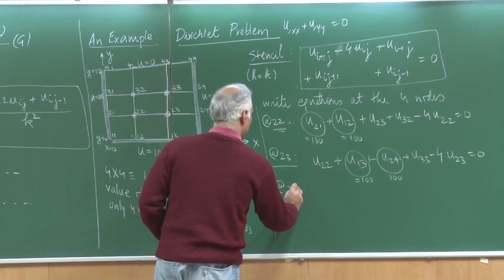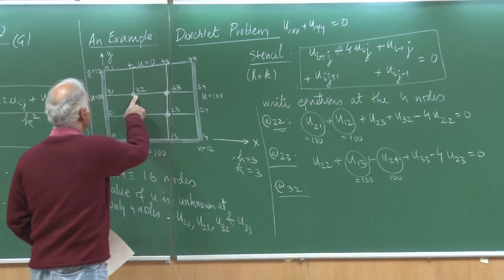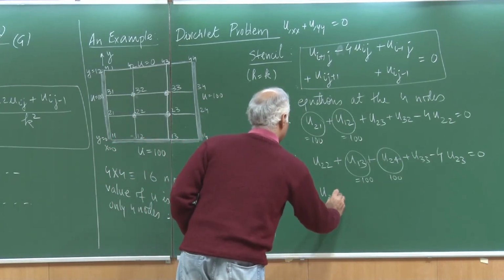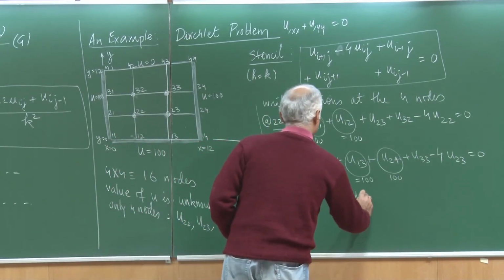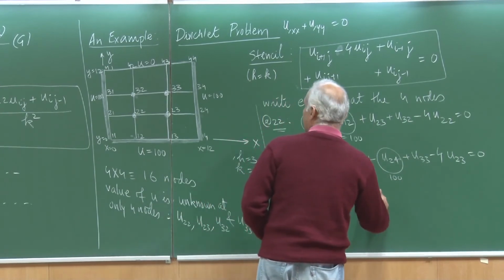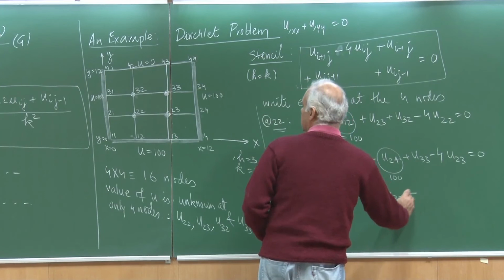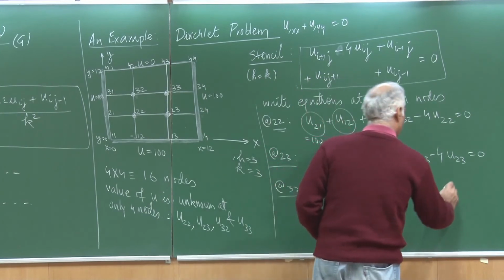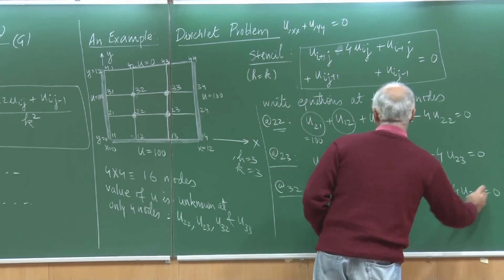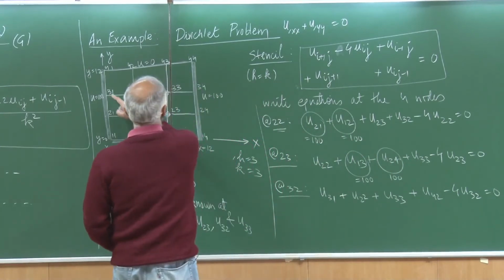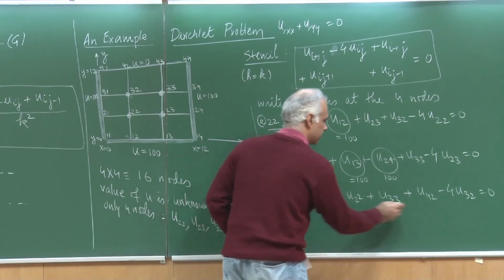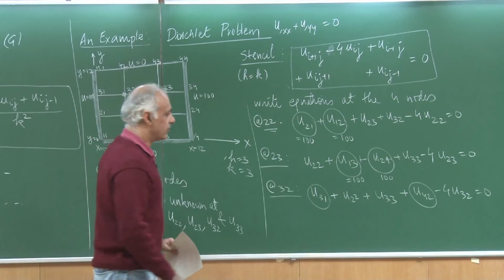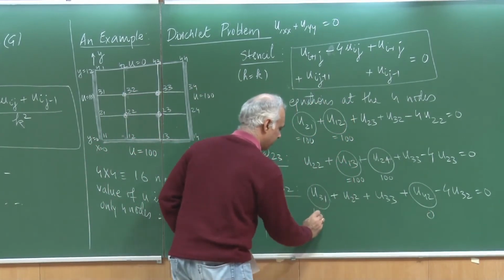We now come to node number 3 2, and I am going to write this directly for you. So, u31 + u22 + u33 + u42 - 4u32 = 0, but the values u31 and u42 are specified. Notice u31 is 100, but u42 is 0.